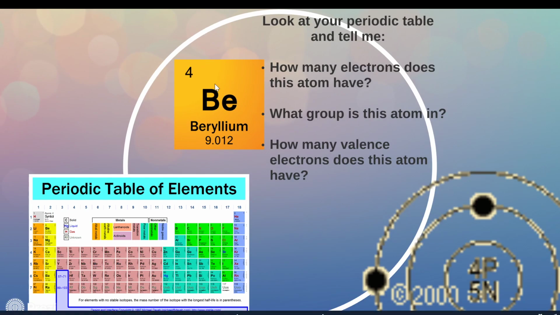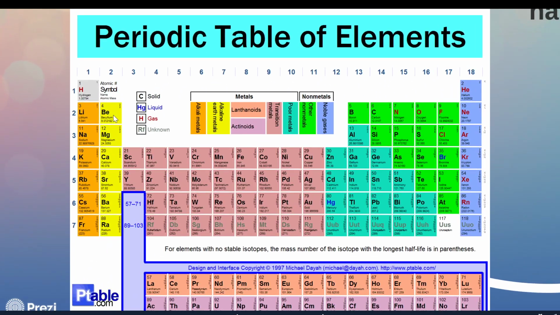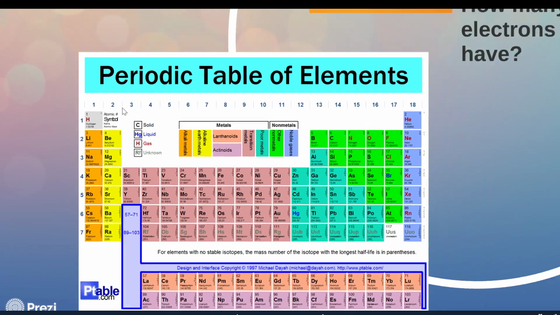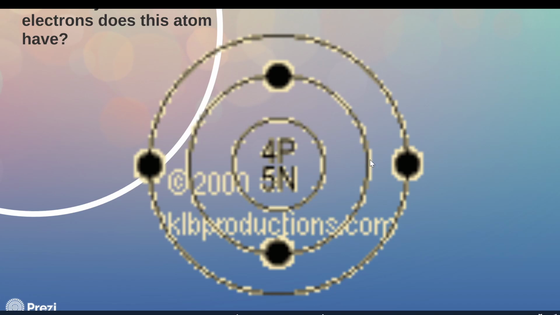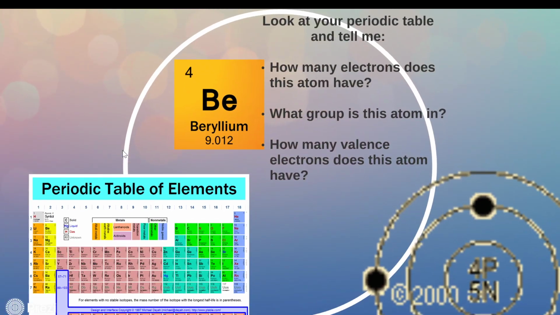Next one is beryllium here. Okay, how many electrons does this atom have? And it has 4. What group is this atom in? Okay, and this atom, it's right here. It's beryllium. It's in group 2. So based off of our predictions, it should be in the category of groups that have 2 electrons on the outer shell. And as we take a look here, it has 2 electrons in the outer shell. So it has 2 valence electrons.